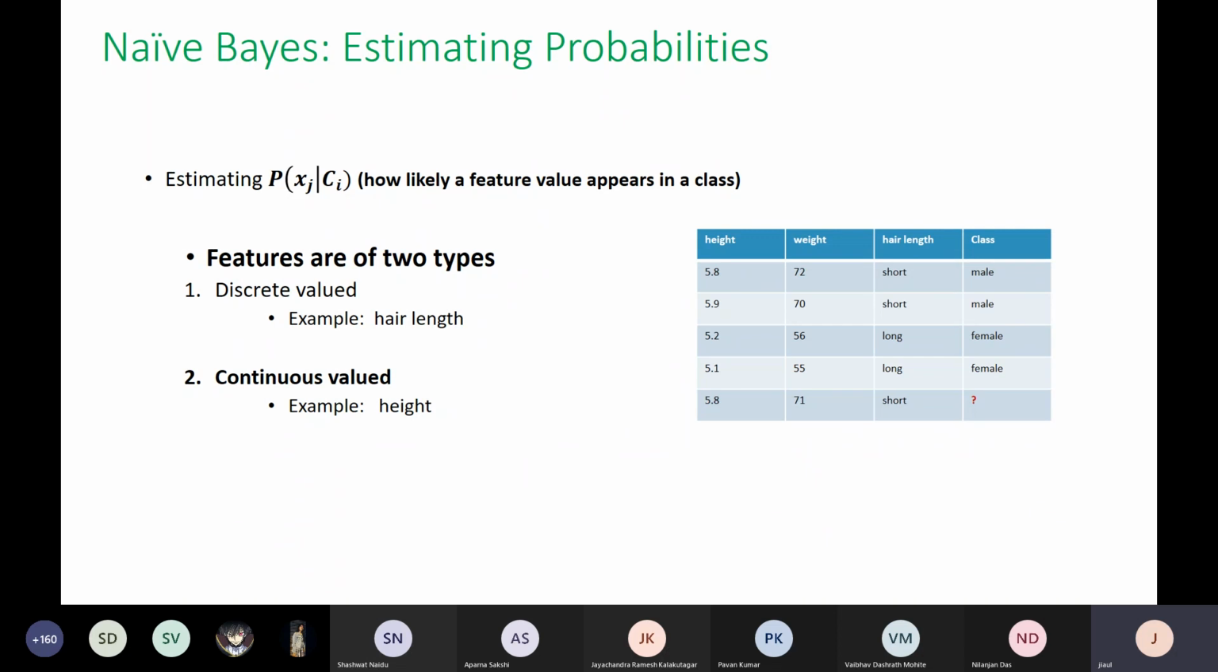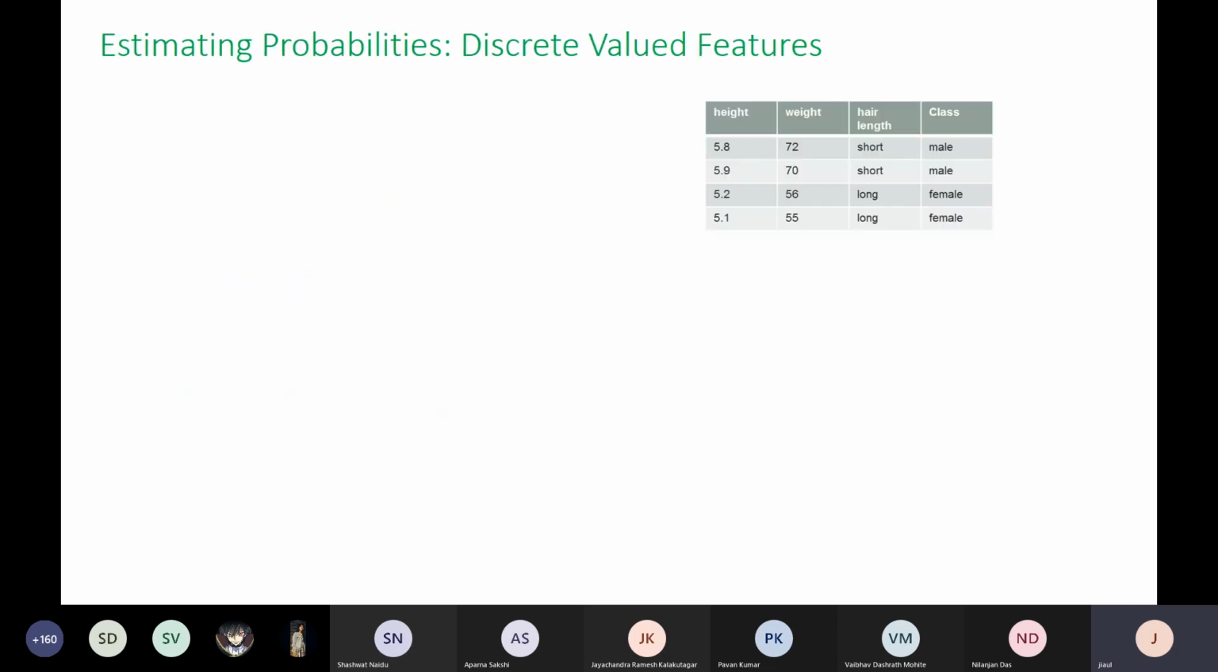Now, a little example that I'm showing on the right side. So a feature can be of two types. It could be discrete valued and it could be continuous valued. Now the question is, for both the scenarios, how can we compute these class conditional probabilities, for both discrete valued features as well as continuous valued features. So let's take a look. First of all, we try to handle the situation for discrete valued features.